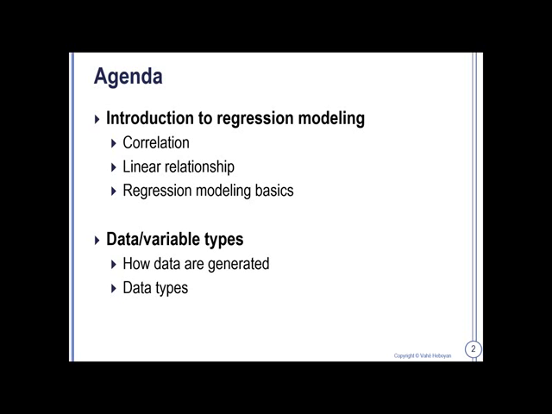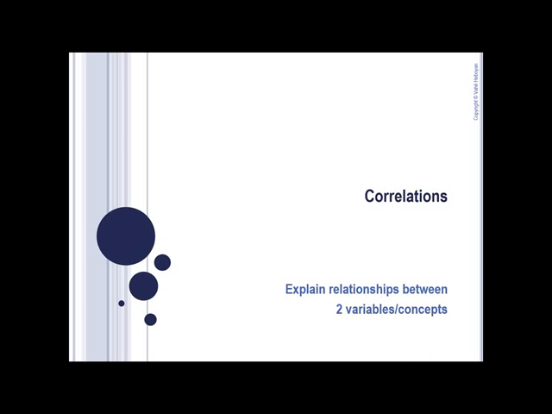And then we are going to finish with discussing different types of variables or data items that are usually available as part of research or analytic projects. All of these are going to set the stage for the next topics that we are going to discuss as we move on. Let's start with the correlations.